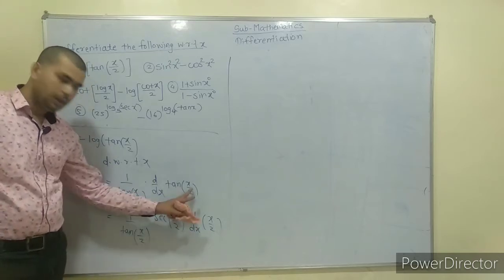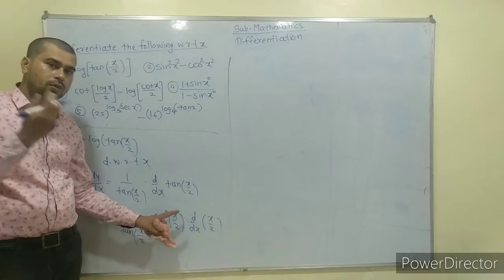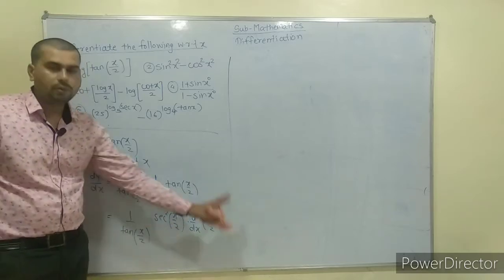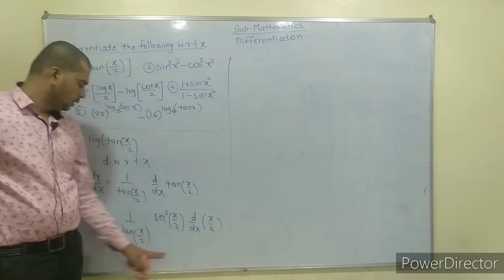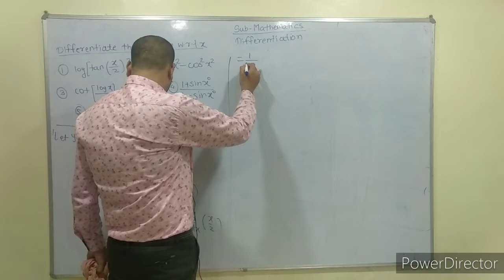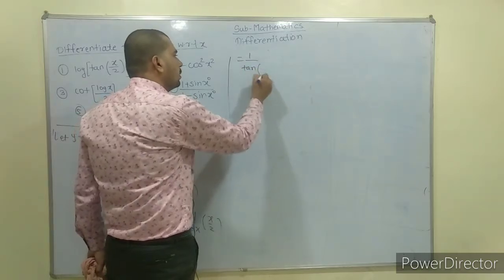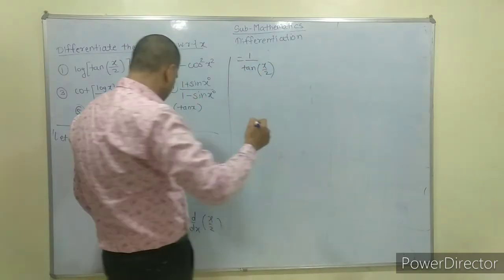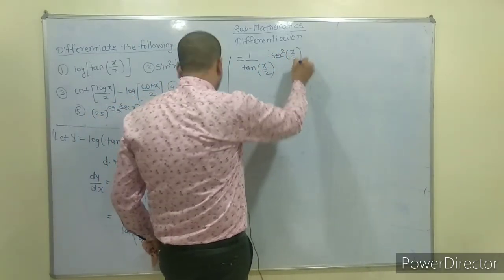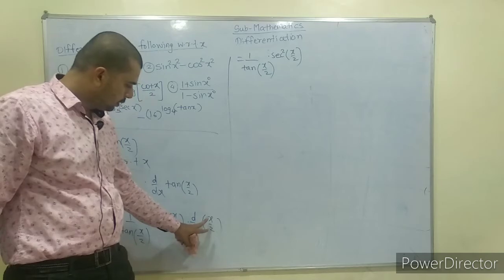परंतु x च्या जागी कोण आहे? x by 2. म्हणजे x च्या जागी जर दुसरं कोणी आलं तर फॉर्म्युला x साठी जो आहे तोच वापरायचा, परंतु into d by dx ऑफ त्याचा डेरिव्हेटिव्ह. सो दिस इक्वल टू 1 upon tan x by 2 into sec square x by 2 into d by dx of x by 2.